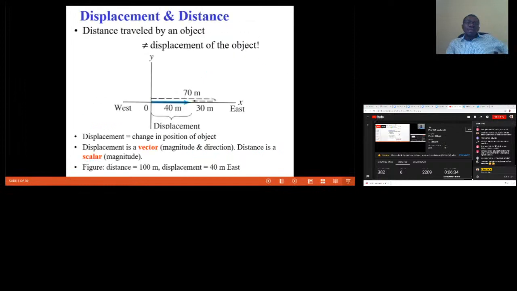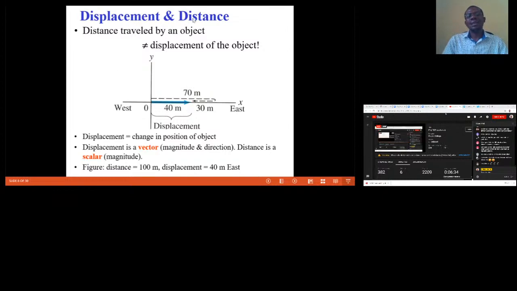Okay, so now let us come to displacement and the distance. Here we just want to distinguish, I'm sure you are very familiar with this from your high school times. Distance just refers to the length of the path taken during motion.